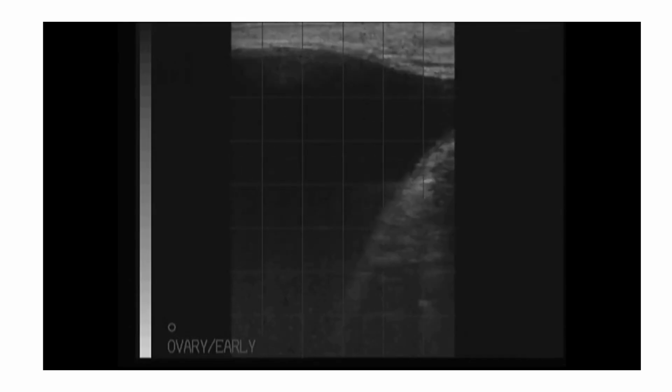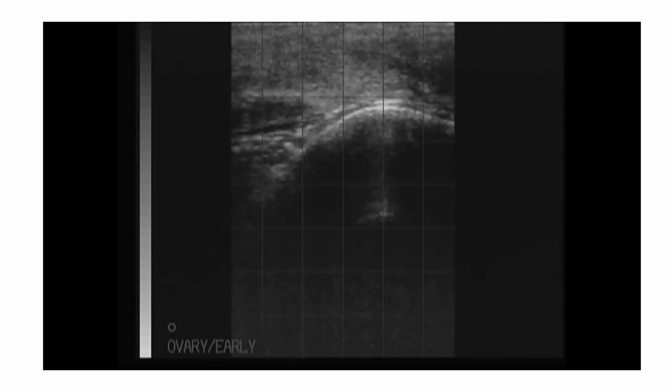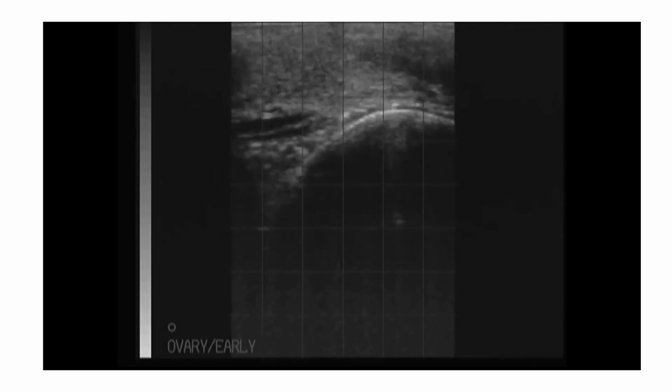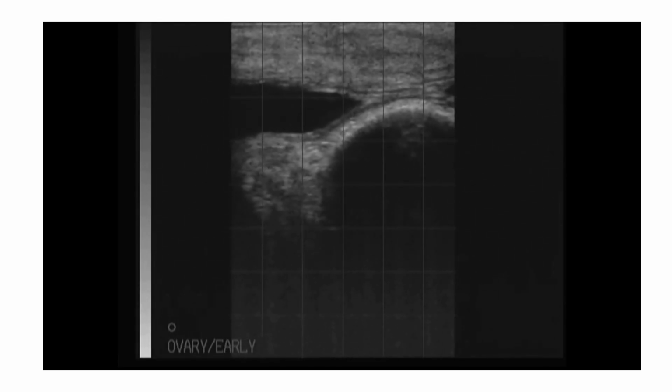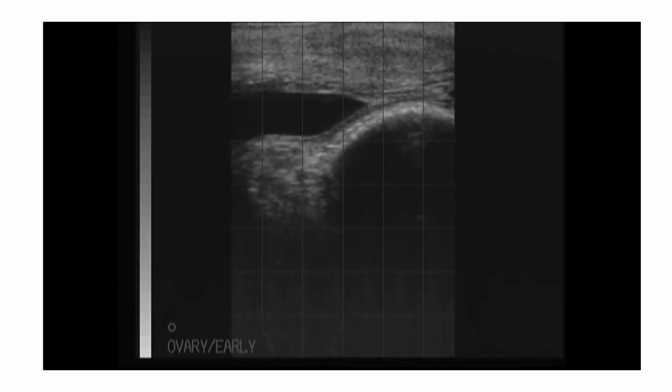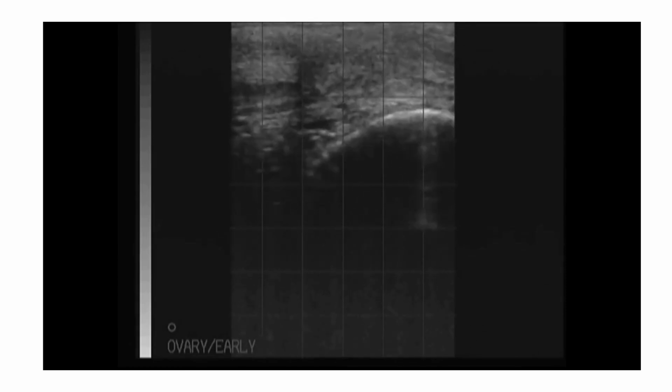To confirm pregnancy in this cow, we would ideally like to visualize 4 specific features. That would include a corpus luteum on the ovary, the presence of fetal fluids within the uterus, the presence of fetal membranes, and finally the fetus itself.